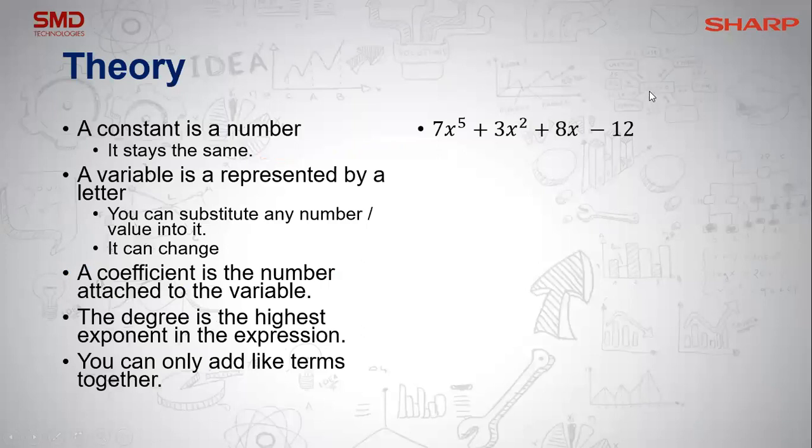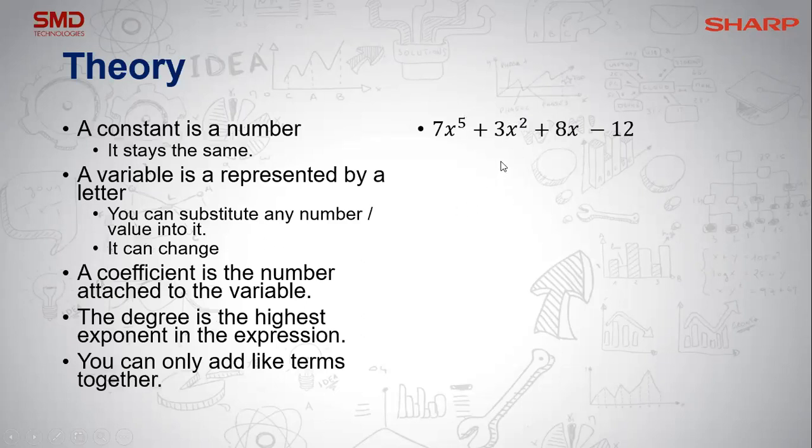So with algebraic expressions, a constant is a number. It stays the same. It doesn't change ever. Okay, so a constant is a number like 12. A variable is a letter. Okay, so it can change because you can substitute any other number into that letter. Okay. A coefficient is the number that's attached to a variable. Okay, and then the degree is the highest value or the highest exponent in your expression. Okay, so the degree of this expression is 5 because that is the highest exponent that we have.